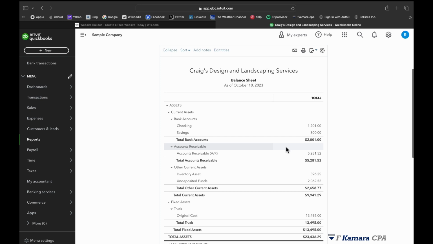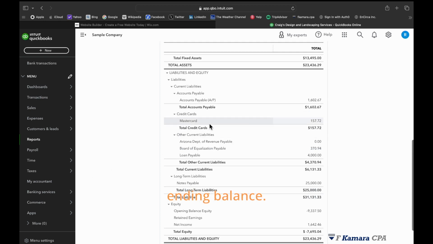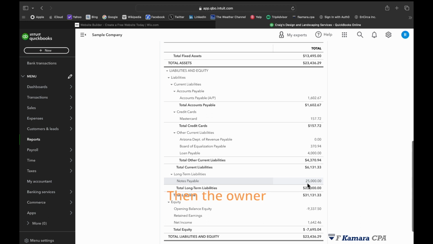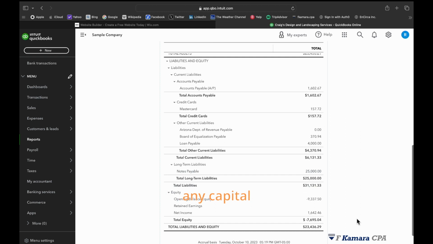For loan accounts, we want to make sure that the loan accounts have been reconciled to the ending balance. So let's say we have a note here. We want to make sure this note reconciles to the loan account. Then the owner transactions: if the owner makes any capital contribution or distribution, we want to reconcile that back to the owner's account. We want to make sure the opening equity balance ties to the prior year equity. Then we also want to make sure the net income ties to the profit and loss.